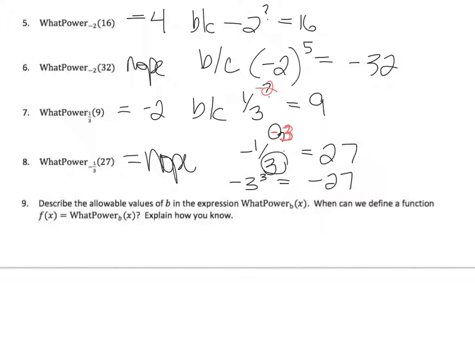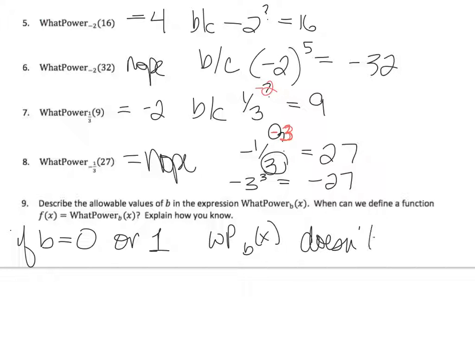Okay. Number 9, describe the allowable values of b in the expression "what power base b of x." When can we define a function f of x equals what power base b of x? Explain how you know. If b equals 0 or 1, that's when we're having issues, right? So when b equals 0 or 1, the expression what power base b of x doesn't work. It doesn't make sense.